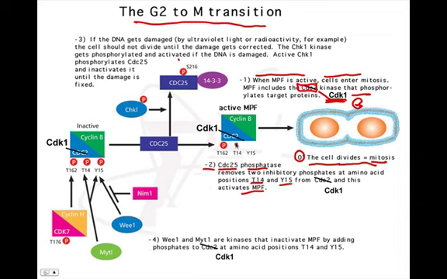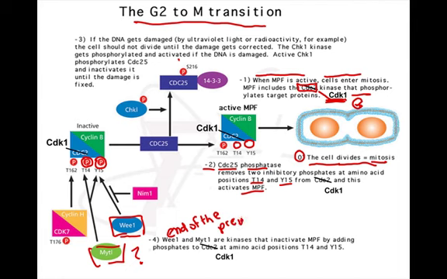So if you look here, there would be two phosphates here, and they're back here. And let's just jump back here for a second. It says here, WEE1 and MYT1 are kinases that inactivate MPF by adding phosphates to CDK1. And when are WEE1 and MYT1 active? And the answer is this occurs at the end of the previous mitosis.